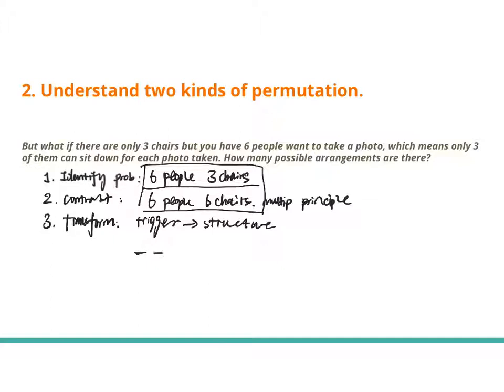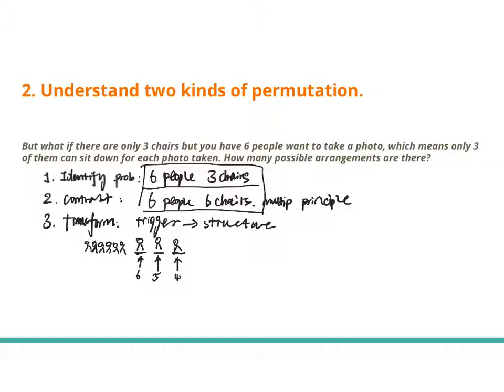So now we have 3 chairs, which means we have 3 choices. For the first choice, we have 6 selections because here we have 6 people. And for the second one, we have 5 because the first one is already sitting in the first chair, so he or she cannot sit in both the first chair and the second chair. So for the second chair, we only have 5 selections. And for the third one, we have 4 selections.